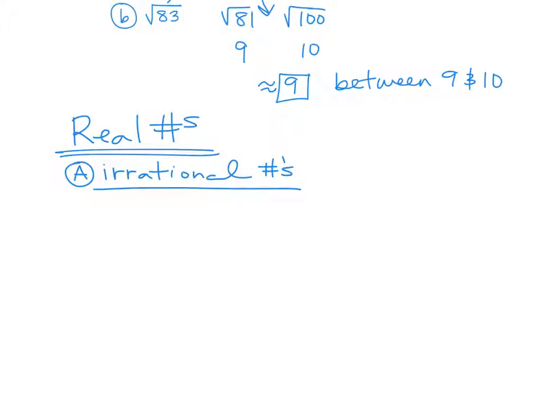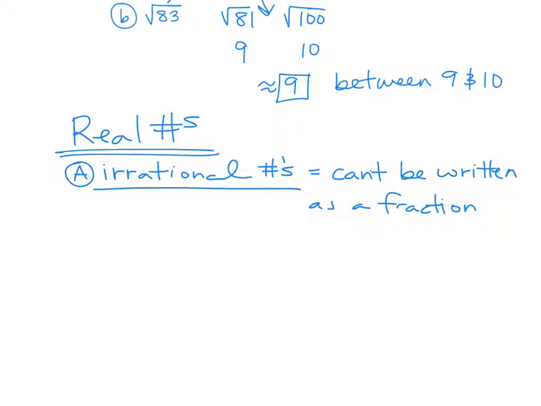That's a prime number. Those are primes, yep. Irrationals. They can't be written as what? As a fraction, right? Irrational numbers can't be written as a fraction.